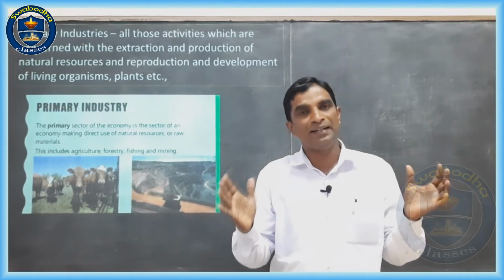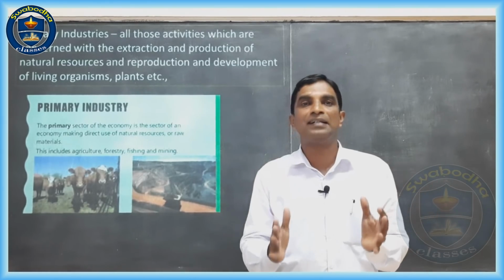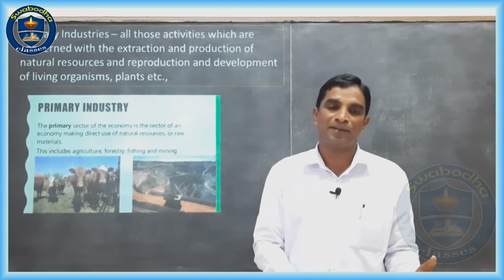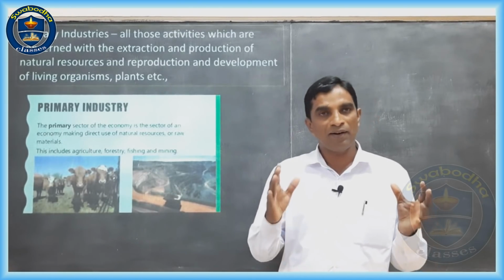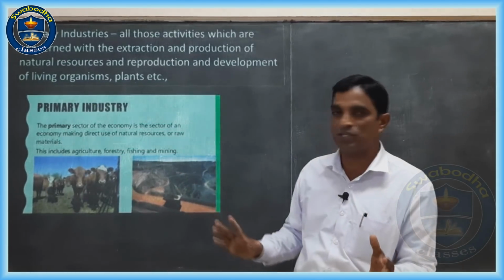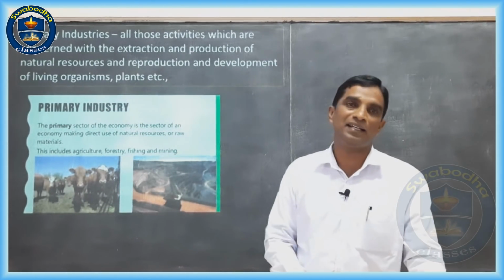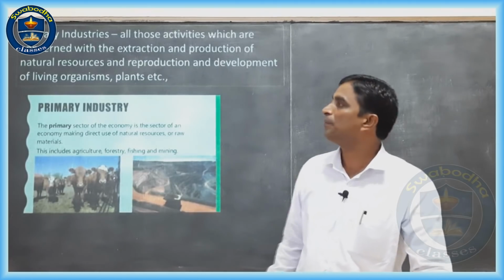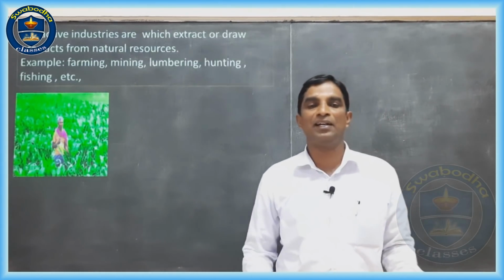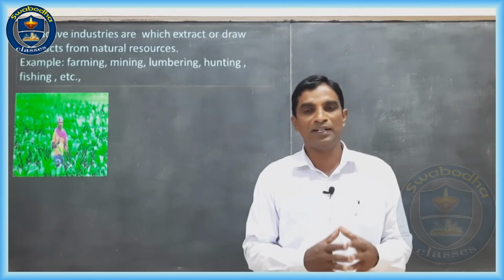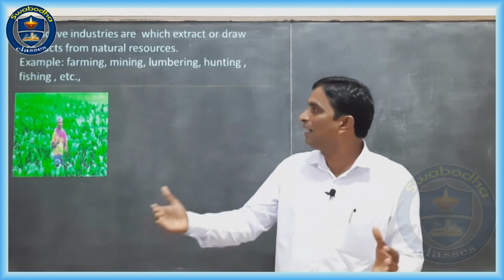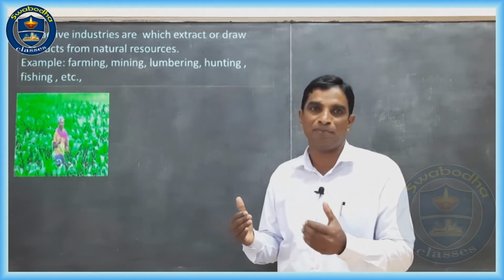If you see the country's economy, the primary sector is the base for all the economic activities. The economy is making direct use of natural resources, that means raw materials. Now we'll see the types of primary industry. First one is extractive industries, which extract or draw out products from the natural resources, from nature itself.